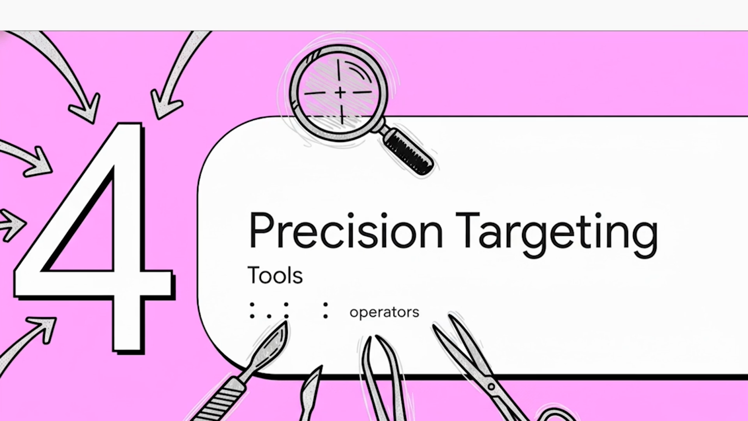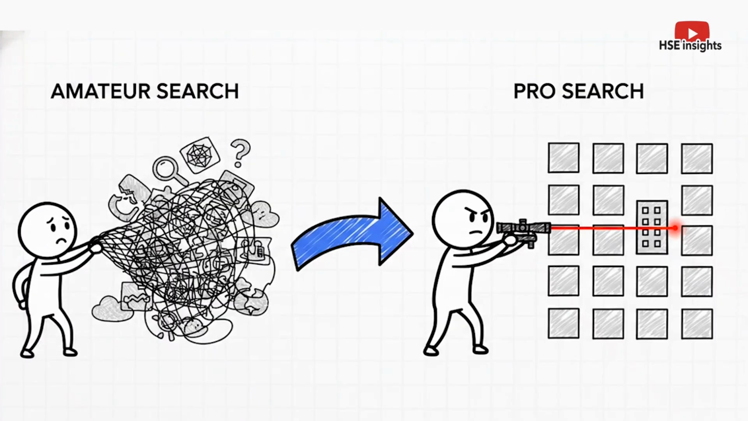Okay, you've got the core skills totally locked in. Now it's time for the surgical tools. These are special commands, we call them colon operators, that let you target your search with just incredible precision. Seriously, these next few tools are what separate the pros from the amateurs. They're how you tell Google not just what you're looking for, but where it should be looking.